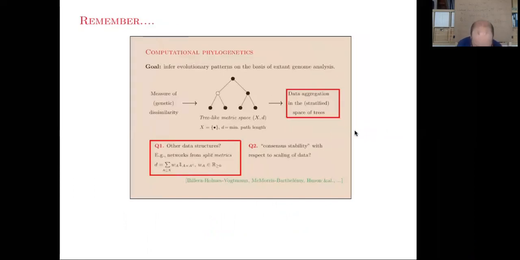But at the moment, let me go back. So we talked about consensus stability. And now I want to say a word about maybe this kind of strange other question, right? I want to deal not only with trees, but with more general metric spaces.